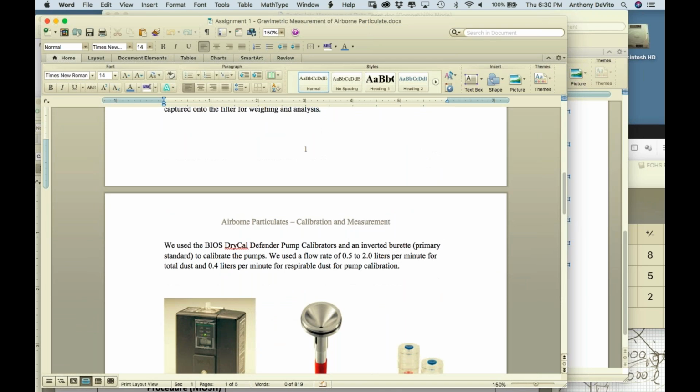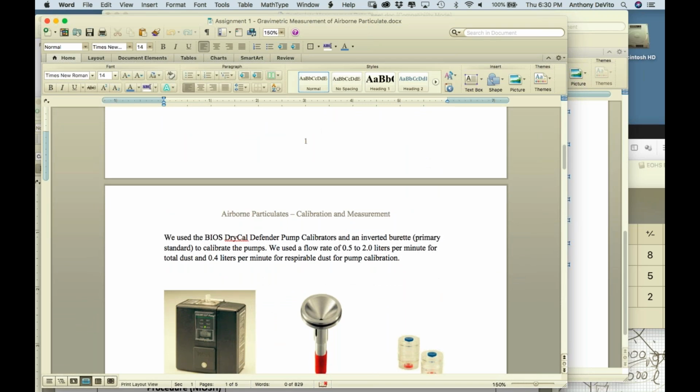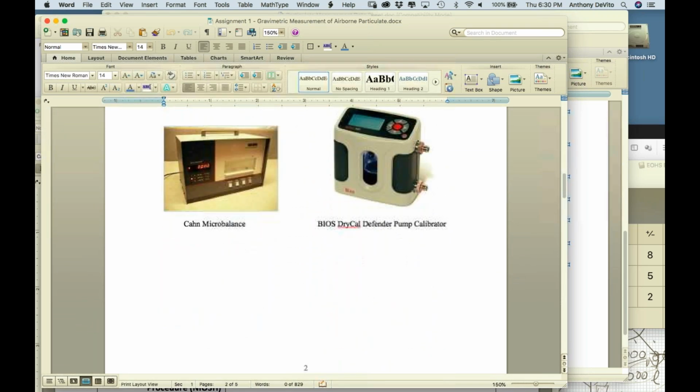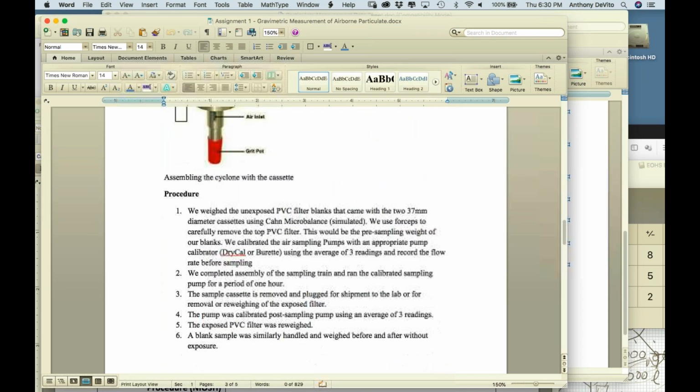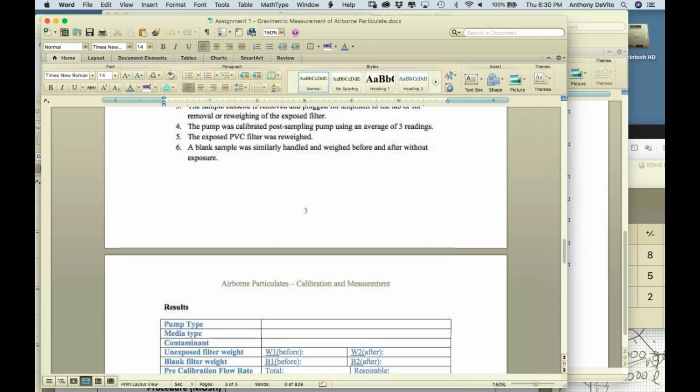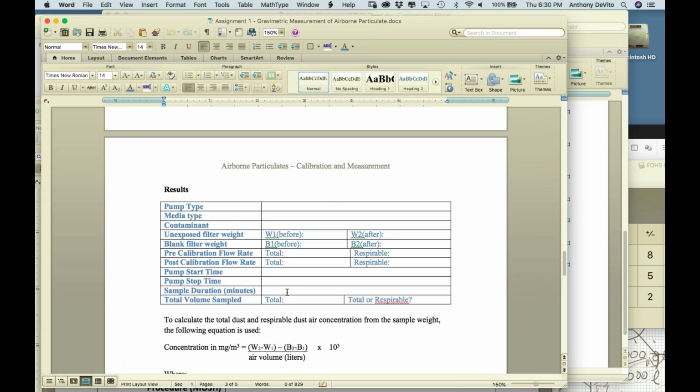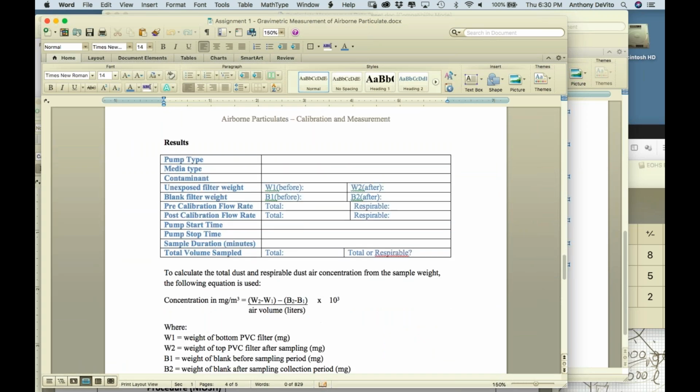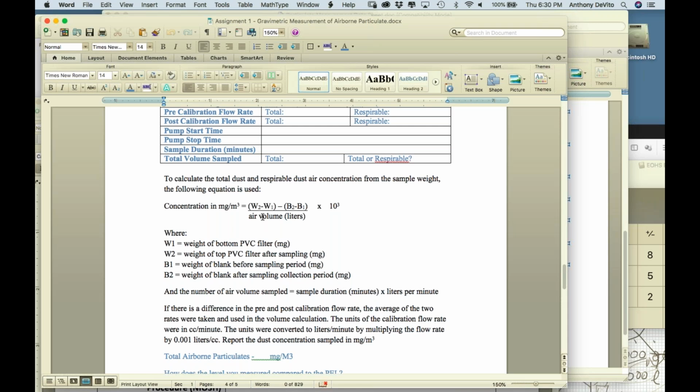On this first assignment, I did it for you. I illustrated the equipment and so on and so forth. And then at the end, I left you areas where you can take the information from your data sheet, fill it in here, and use the formula.